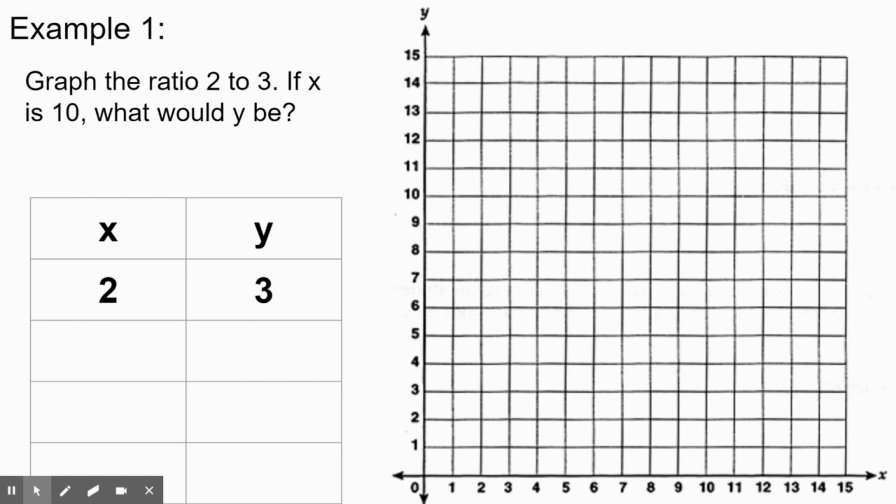For our one and only example, we are going to graph the ratio 2 to 3. Then we're going to figure out if x is 10, what would y be? So there are a few things that we need to do here. First off, we need to find our ratio. Now, very nicely, our ratio is already written for us here, 2 to 3. So we're going to put it into our ratio table, 2 to 3. We're also going to say that x is 2 and y is 3. That'll help us when we get to graphing it.